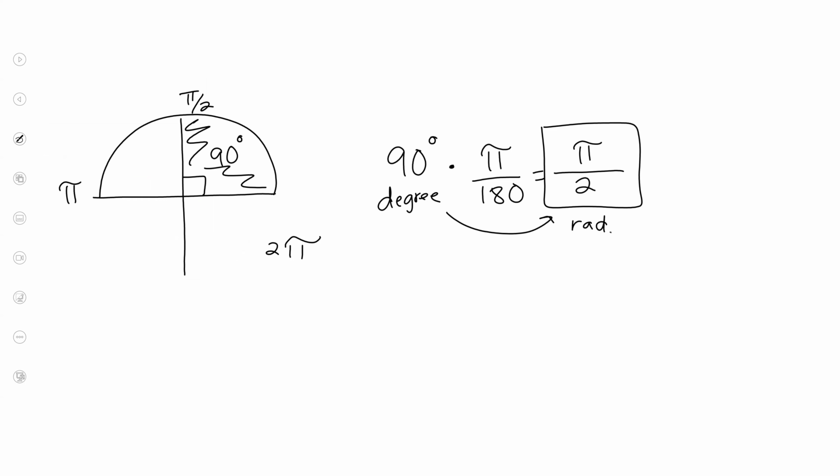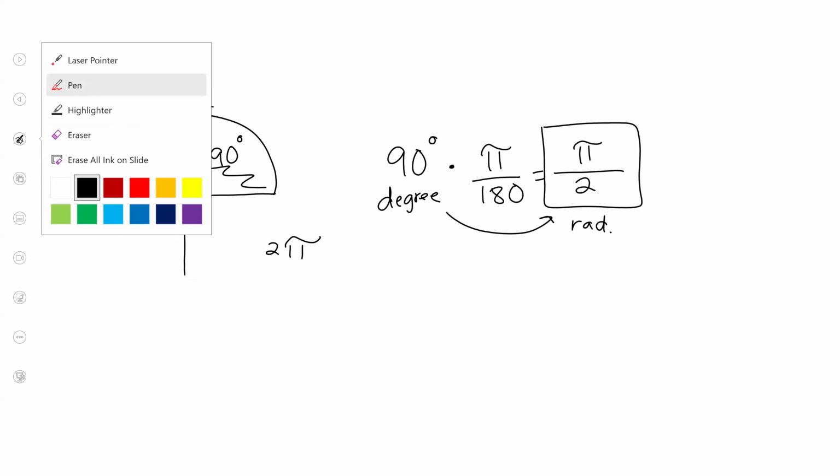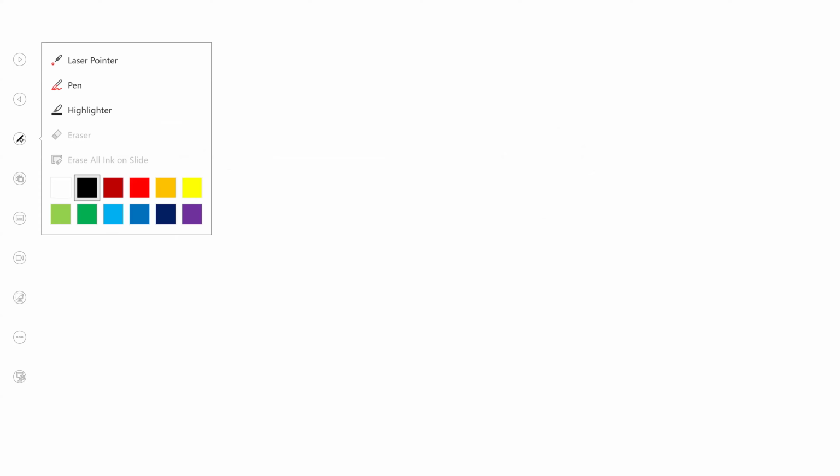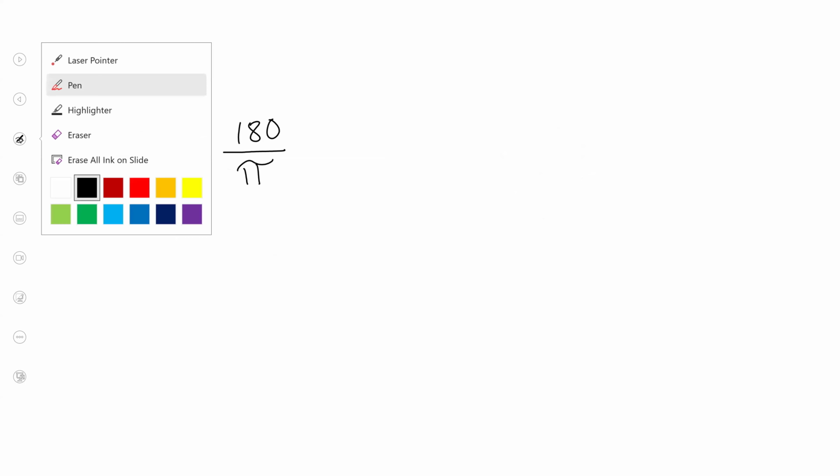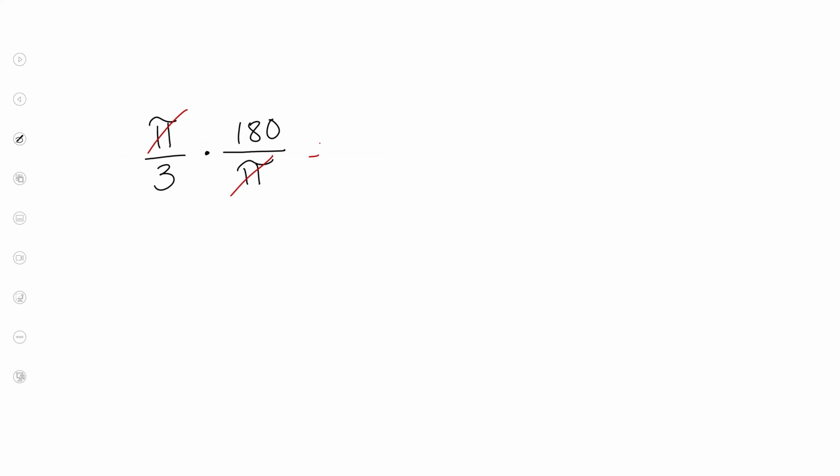Okay, now let's go from radians to degrees. We'll do the same thing. Now let's say I have pi over 3. Now let's change this to a degree. Pi over 3, this is in radians. Let's change it to a degree. I'm going to multiply by 180 over pi this time. Those pi's cancel. What's 180 over 3?